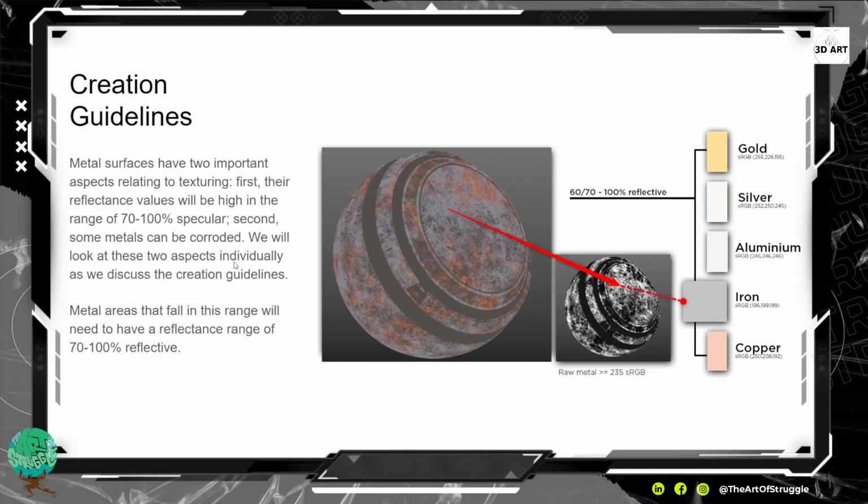So, creation guidelines. Metal surfaces have two important aspects relating to texturing. First, their reflectance value will be higher, in the range of 70 to 100% specular. Second, some metals can be corroded. We will look at these two aspects individually as we discuss the creation guidelines. Metal areas that fall in the range will need to have a reflectance value of 70 to 100% reflective. All right.